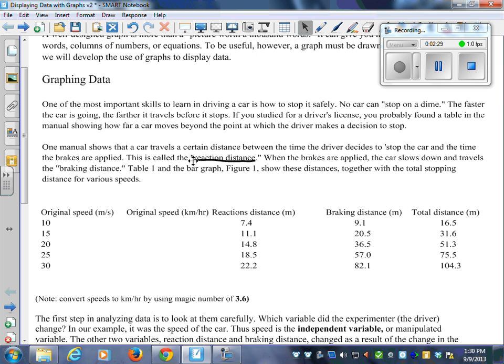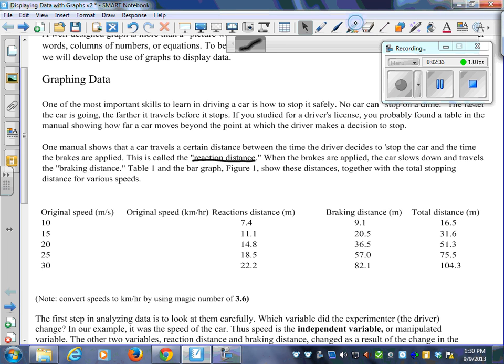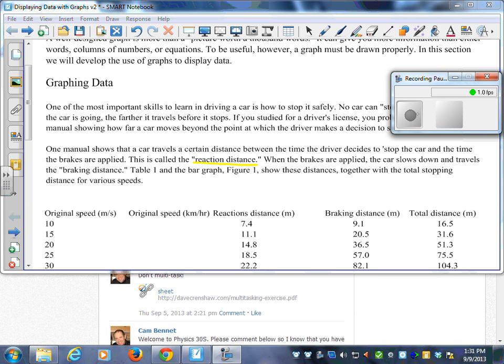Reaction distance is the distance it travels in what time? Between the time the driver decides to stop the car and the time that the brakes are applied.